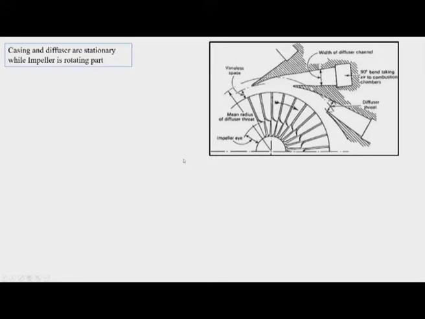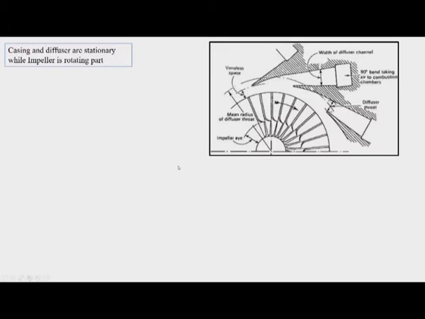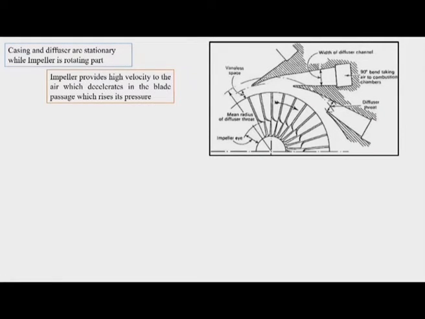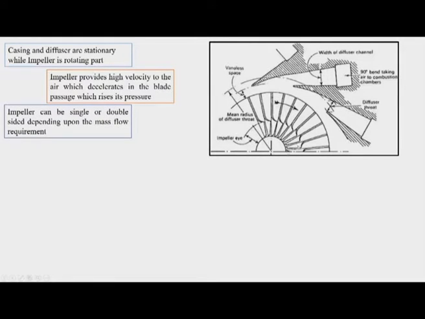So casing and diffuser are the two stationary parts, while the impeller is the rotating part of the centrifugal compressor. Here the impeller's job is to provide high velocity to the air, which would further be utilized to decelerate either partially on the impeller itself or partially or fully in the diffuser. So this is how the working principle of the impeller or disc is.